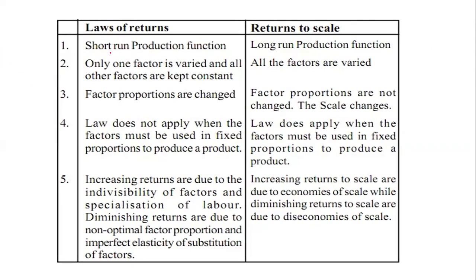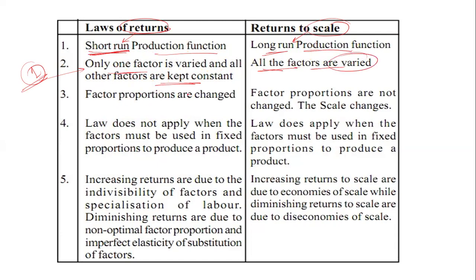So here is the focus. The law of returns is about the short-term production function, and the law of returns to scale is related to the long-run production function. Here only one factor is varied while all the other factors are kept constant. That is for the short run, where only one factor varies, and this is for the long run, which is why all the factors are varied.